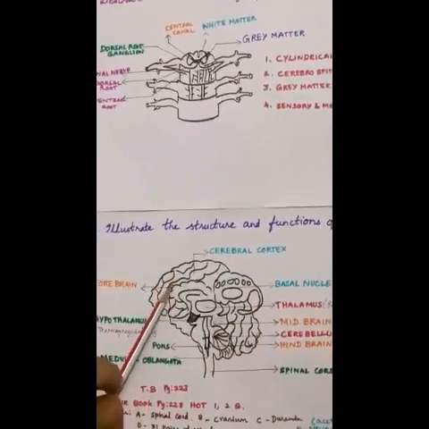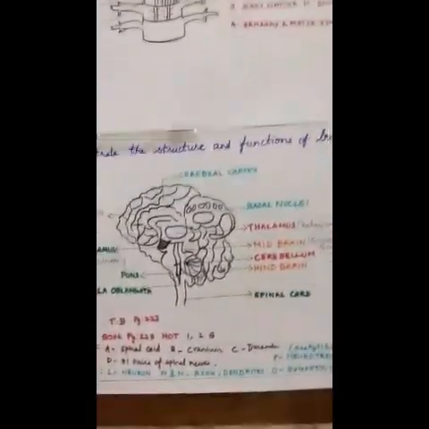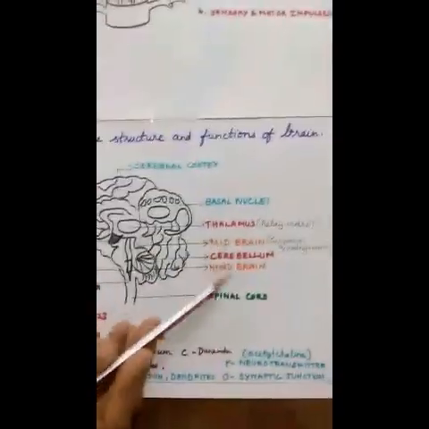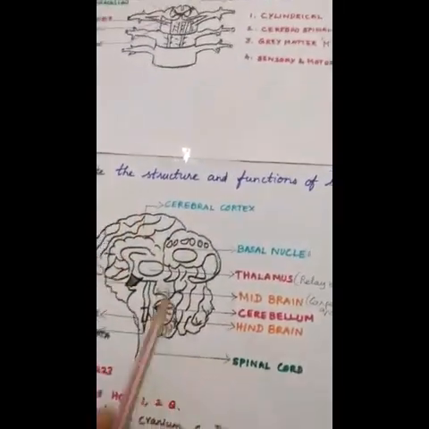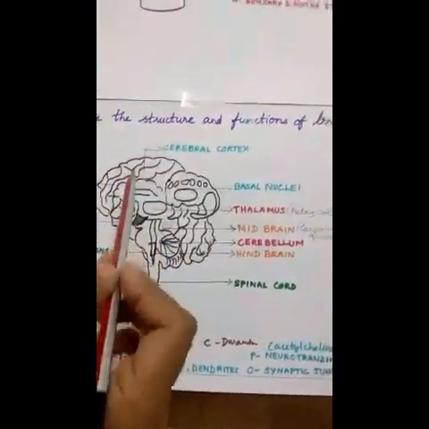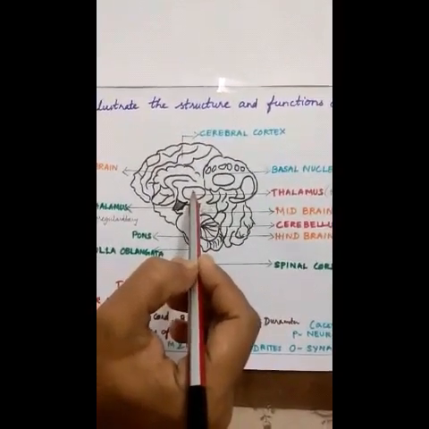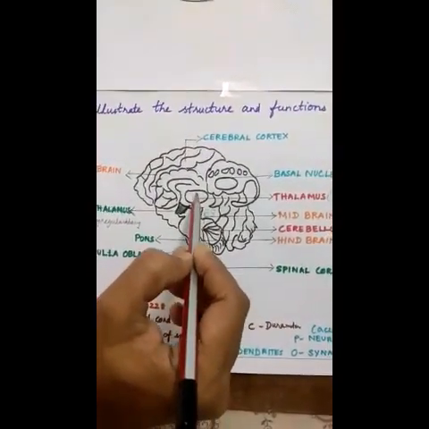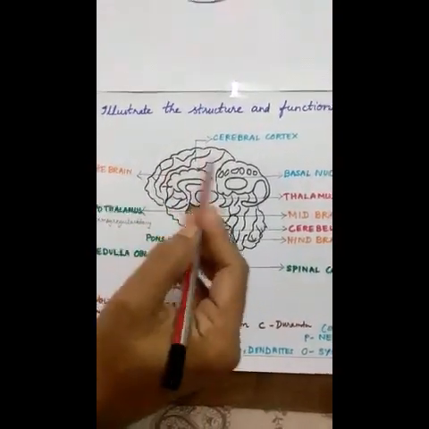Brain mainly consists of three parts: forebrain, midbrain and hindbrain. Forebrain is formed of cerebrum and diencephalon. Diencephalon means thalamus and hypothalamus. So the cerebrum, first you explain.